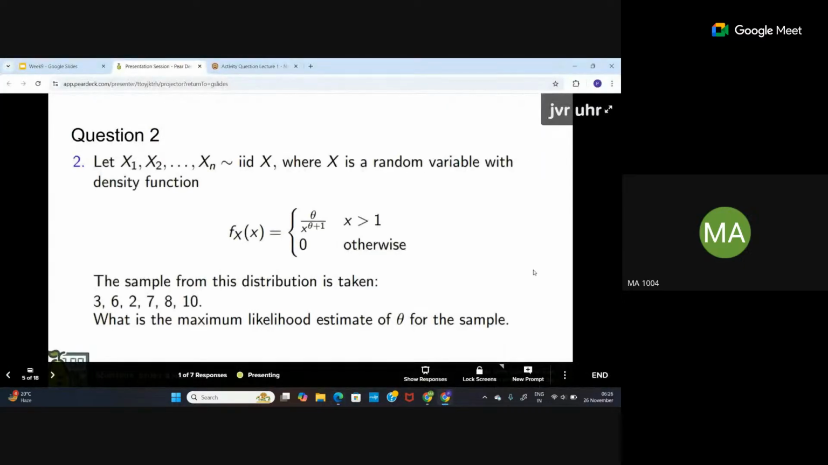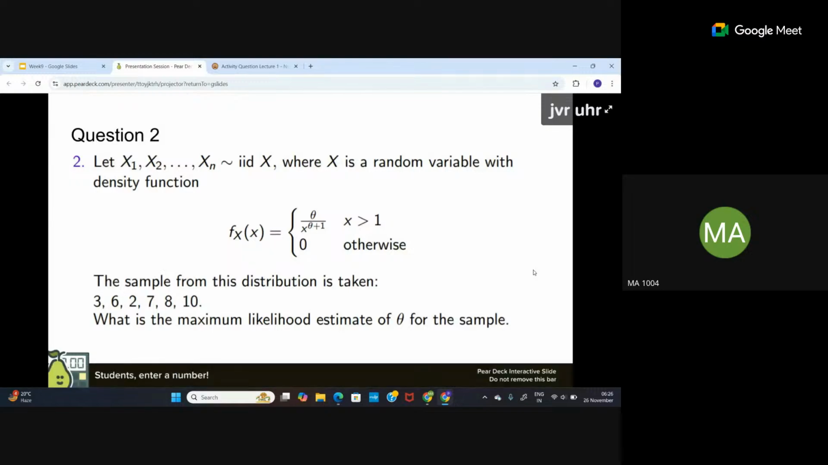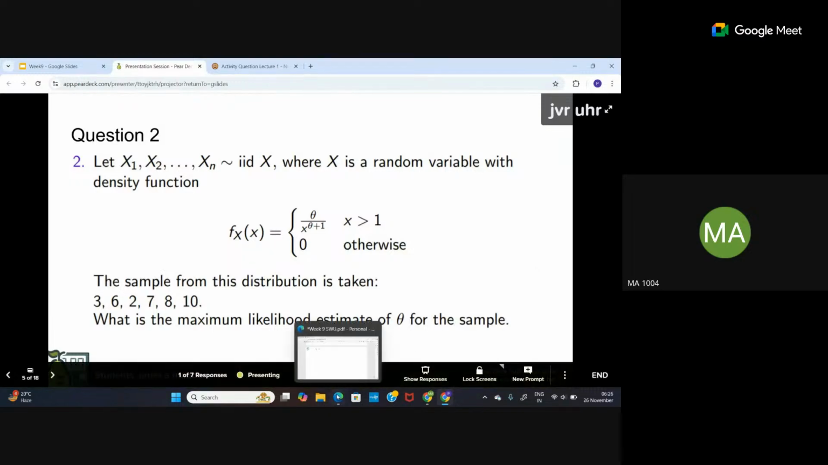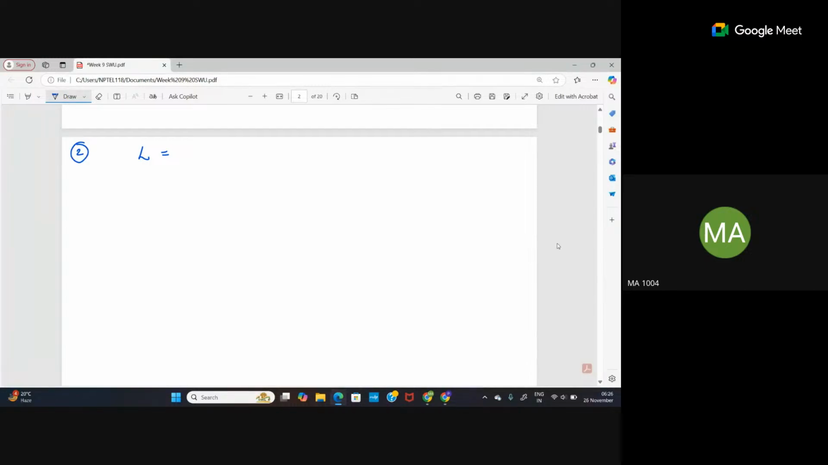In this question, f(x) is theta divided by x to the power theta plus 1, and n random variables are given. So we first find the likelihood function. It is theta divided by x to the power theta plus 1 for x1, that will be the PDF, then for x2, and we have to multiply over all the n random variables. In this way, we find the likelihood function. Is this clear? Yes, ma'am.